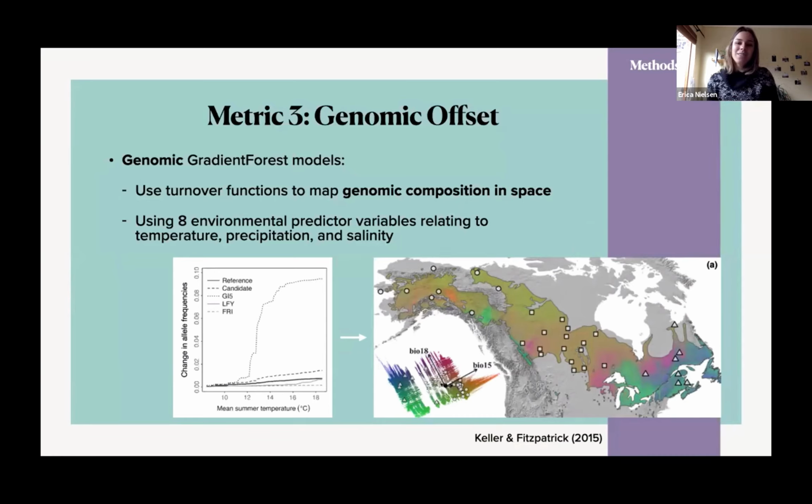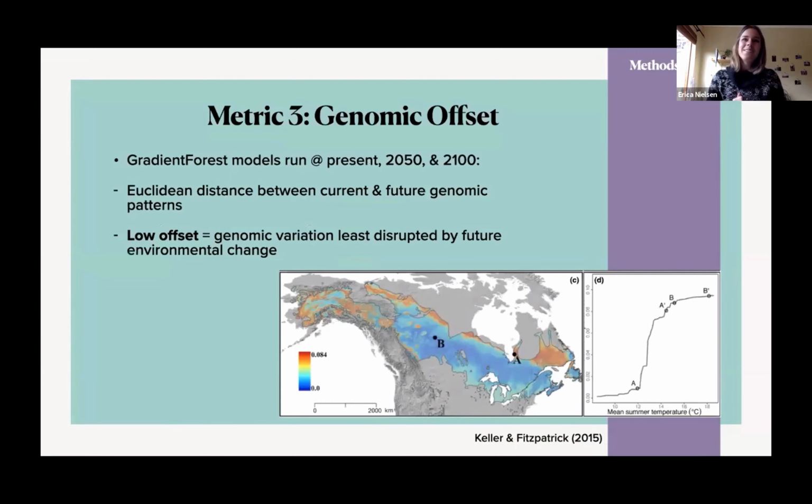Those are combined for different environmental variables to then map our genomic composition in space, which we see here for a tree species in North America. And so the coolest thing about these models is we can create these maps at different time points, and then from there we get our genomic offset. So here we wanted to find areas of low offset, as the genomic variation has to change the least to track future environmental change. Using the same example, that would be site B here.